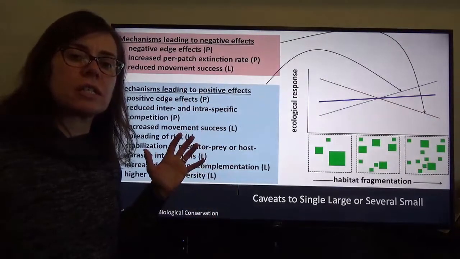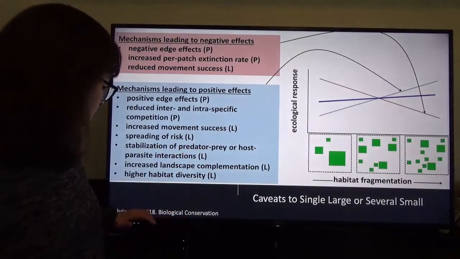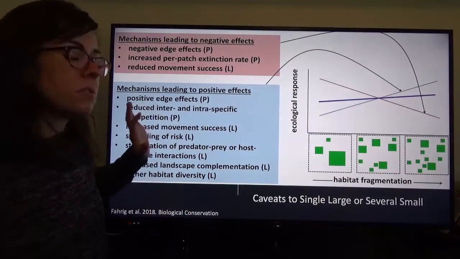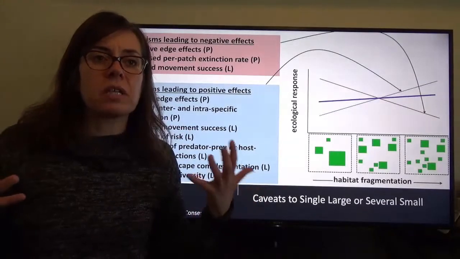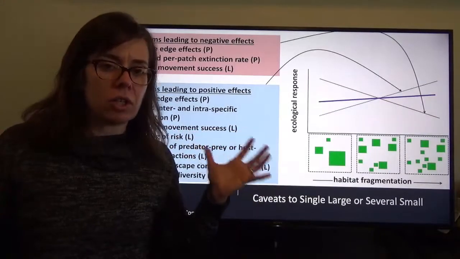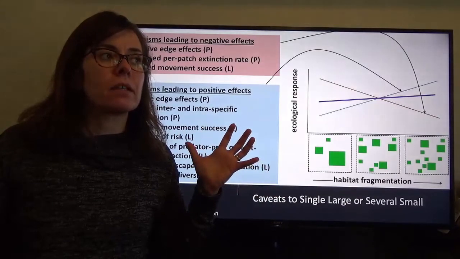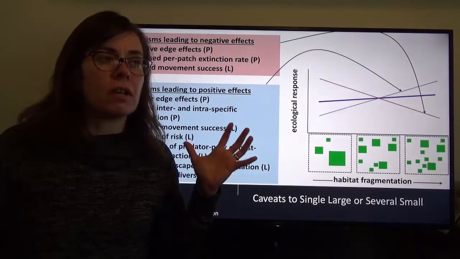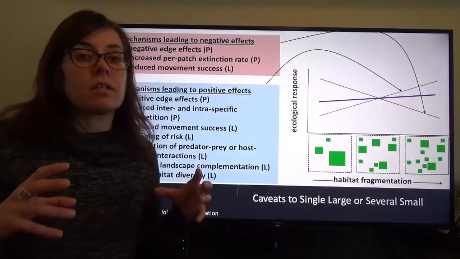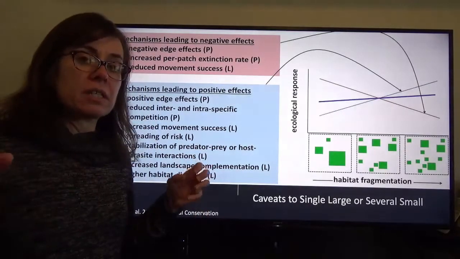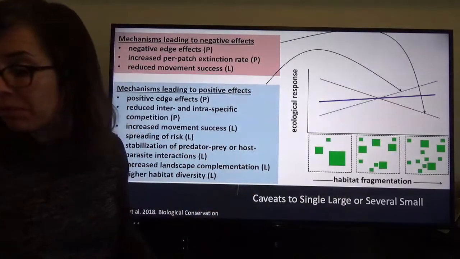Okay, so this is not to say that I have strong views on whether single large or several small is the right answer, but just to highlight the fact that this was a paper published in 2018, so there's still discussion about this idea of the values. There's obvious values in having large intact areas of unfragmented intact habitat. But there's also value in these smaller protected areas, and we need to keep that in mind as we're thinking about landscape planning.